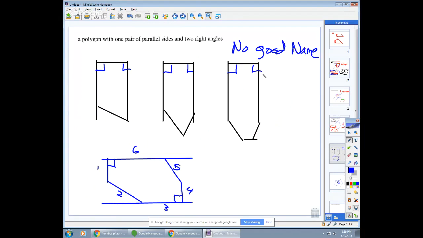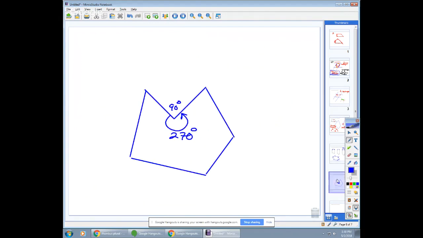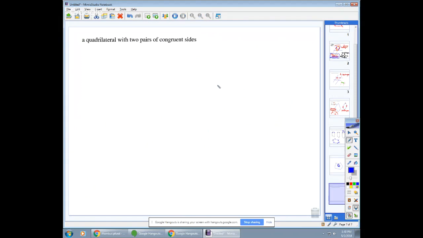All right, let's see, where are we? Moving along. One more: a quadrilateral with two pairs of congruent sides. Ooh, this is a good one. Start drawing some pictures if you haven't already. Let me know if you have a name for it.